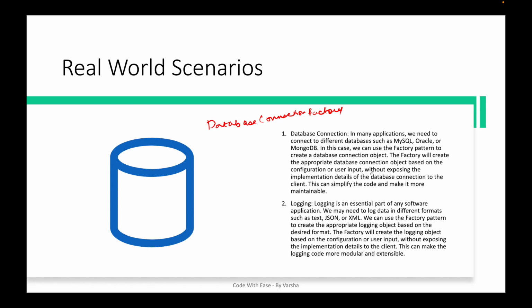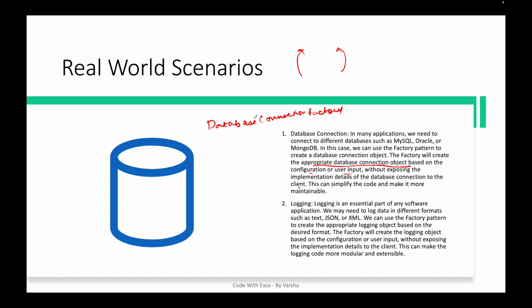So that is what is said over here, that the factory will create the appropriate database connection object based on the configuration or user input, without exposing the implementation details of the database connection to the client. The client need not be worried whether the data is getting stored in MySQL or Oracle or MongoDB or AWS DynamoDB. It doesn't care. All it cares is the data is getting stored, it is being persisted.